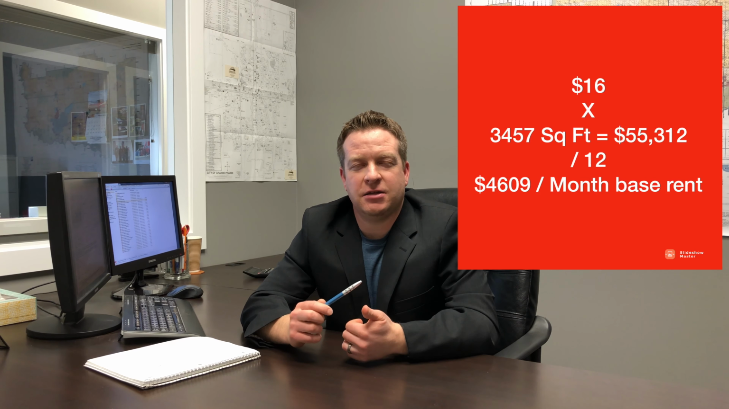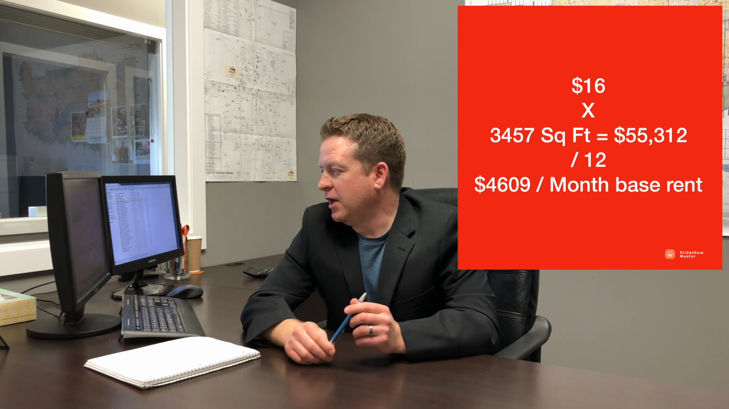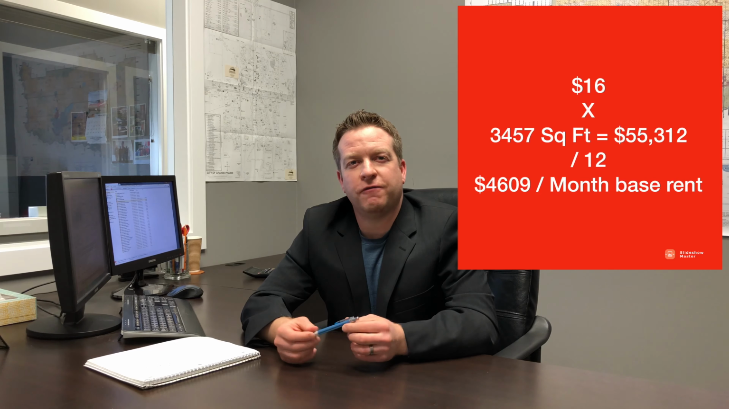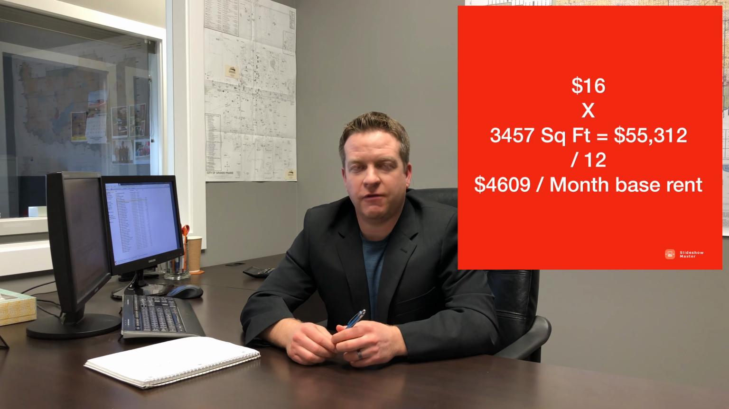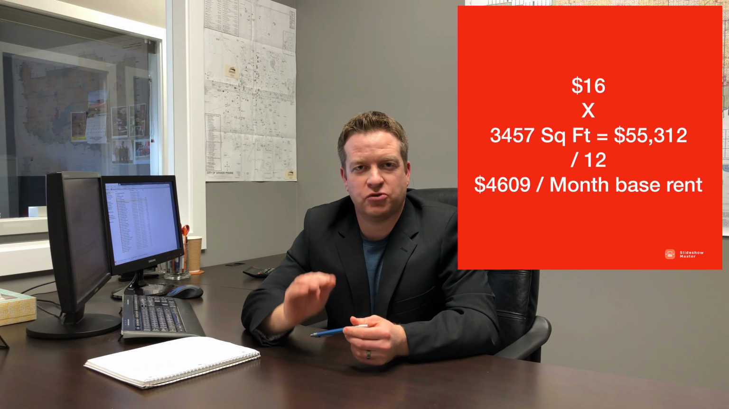And so you take that number, that gets you on this particular one, $16 a square foot at 3457 square feet, gets you to $55,312 for the year. Divide that by 12 gives you $4,609. So $4,600 is your base rent.